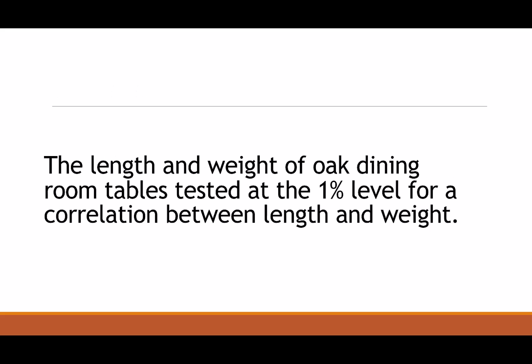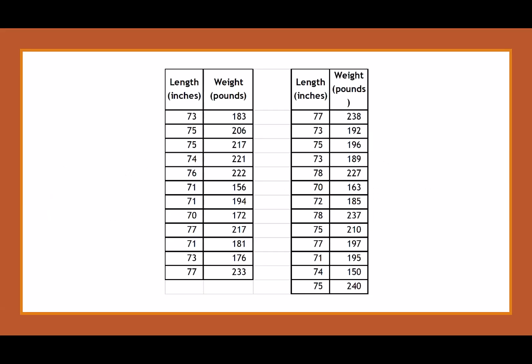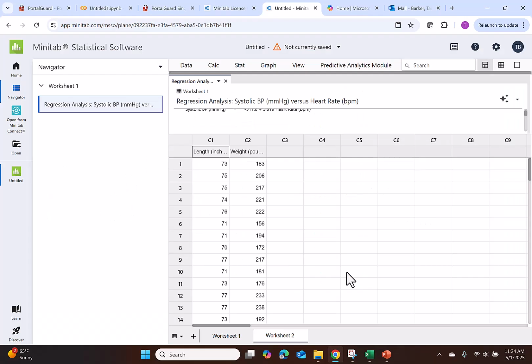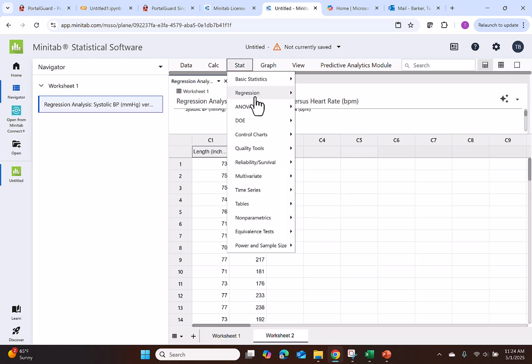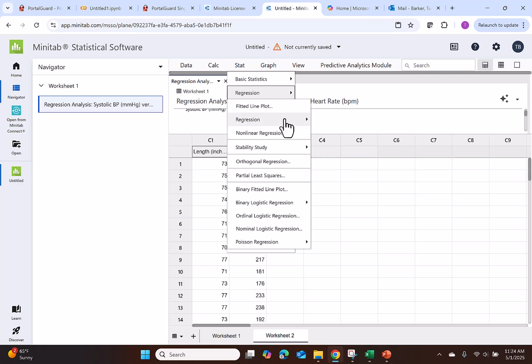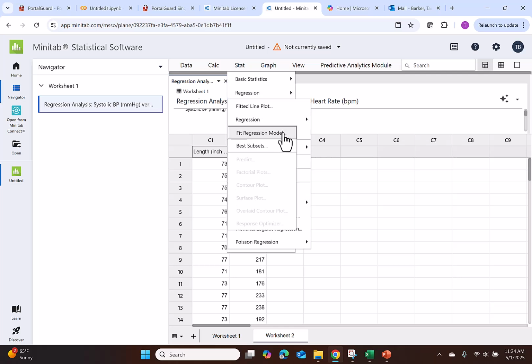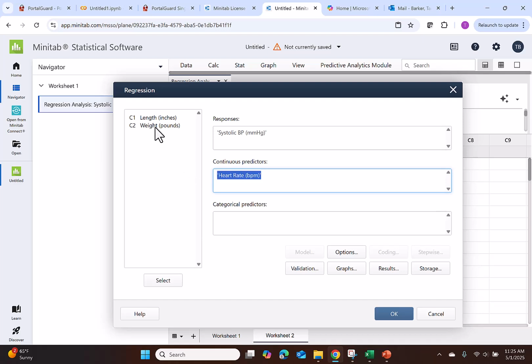Let's try a second example. This time the length and weight of oak dining room tables are tested at the 1% level for a correlation between length and weight. This time we have a lot more data to work with. Now that I've copied and pasted my data into a new worksheet, I'm going to go back to Stat, Regression, Regression, Fit Regression Model. Our continuous predictor is going to be the length, and our response is going to be weight. Our thought is the longer the table, the more it's going to weigh.